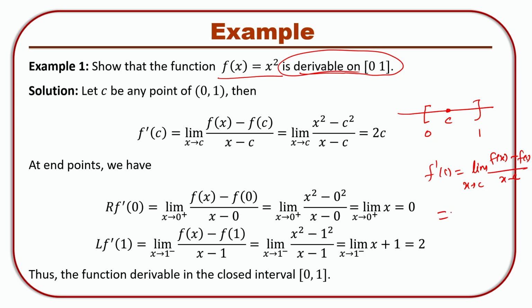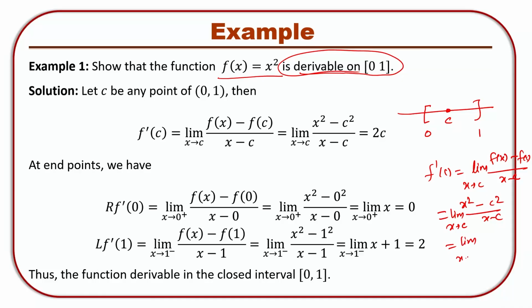So f(x) is given, f(x) is how much? x square, and f(c) equal to c square, divided by x minus c, and here the limit is x tends to c. Now take x minus c, so this will give you limit x tends to c, (x plus c) into (x minus c) divided by (x minus c). x minus c cancels out, leaving x plus c. So what will it give you? It will give you 2c, right? So f dash c equal to 2c.